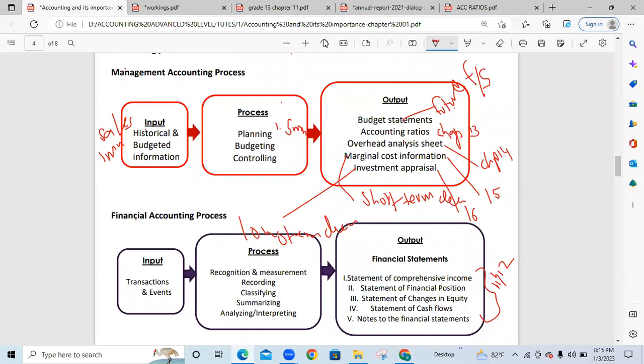Clear? Have you all written everything? What is a budget statement? Future financial statements. These are future statements. Okay, you prepare a future profit or loss statement, future financial position, something related to the future. That's what budget statements are.